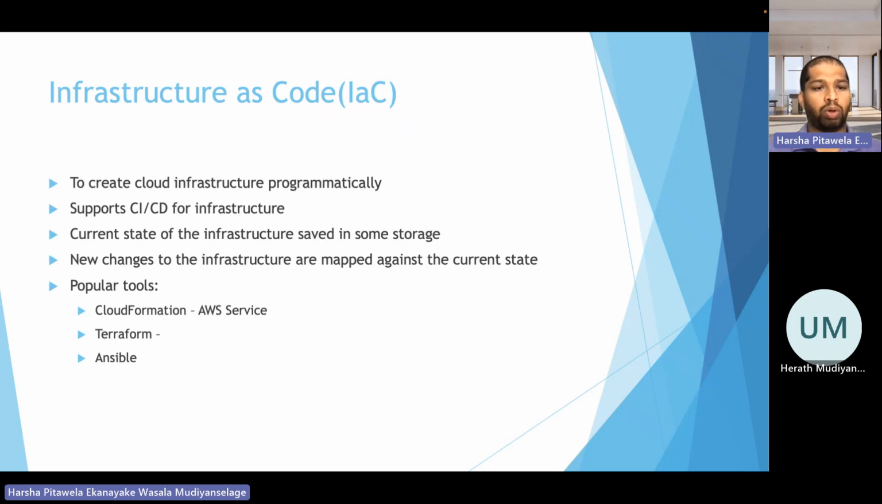So some of the popular tools: CloudFormation, that is one of the AWS own services for infrastructure as code. And then Terraform, we sometimes use that with Terragrunt, another wrapper. And then Ansible is also considered an infrastructure as code tool. So if you know some of these, you have a very high advantage when you go for a job, because these are some of the most sought after skills in the DevOps world now.